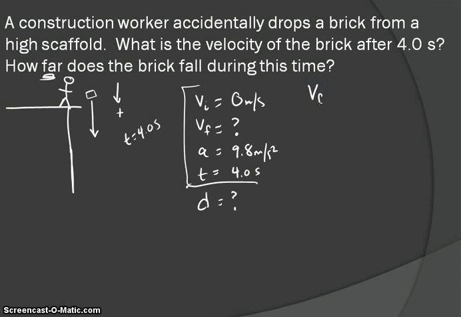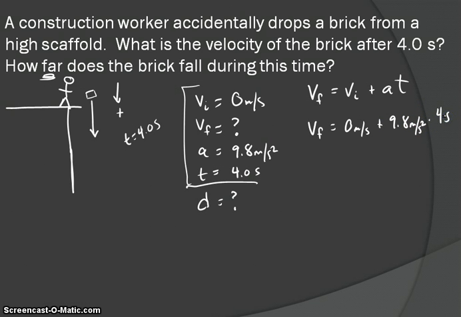I have an equation, Vf equals Vi plus at. That is my second relationship, so I'm going to call that equation number 3 of our 3. And I'm going to plug in some values here. So that one is my unknown. This is 0 meters per second. This is 9.8 meters per second squared. And then this is 4 seconds.